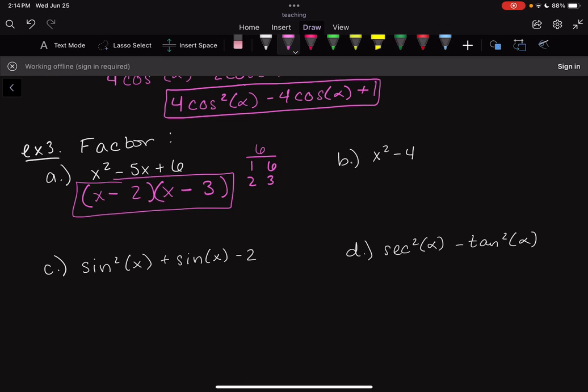For my next one, we are still seeing a pattern. It's just that there is no x term here. What's really going on is that we're seeing a 0 as that middle term. So when I split this one into my parentheses, my last numbers are going to be two numbers with different signs because it's multiplying to get a negative. So two numbers that multiply to -4 but add to 0. And that's going to be +2 and -2.